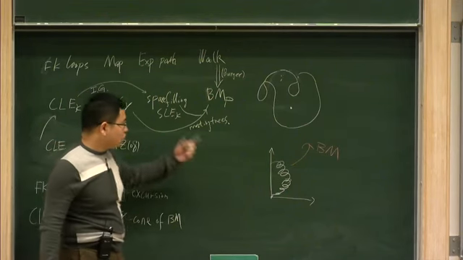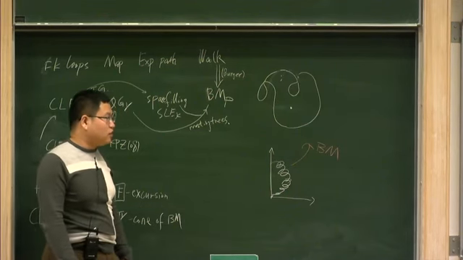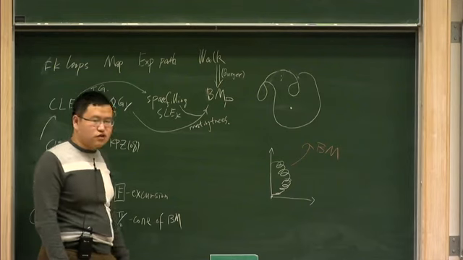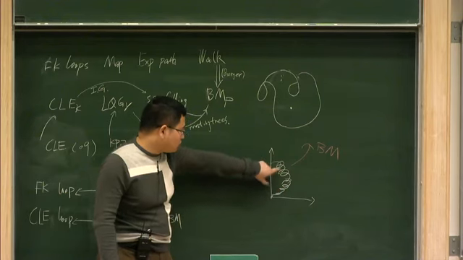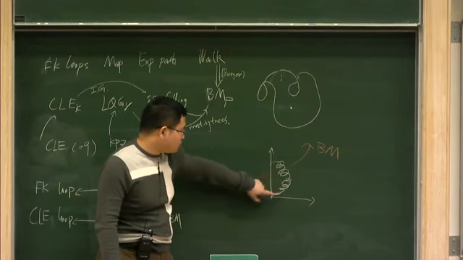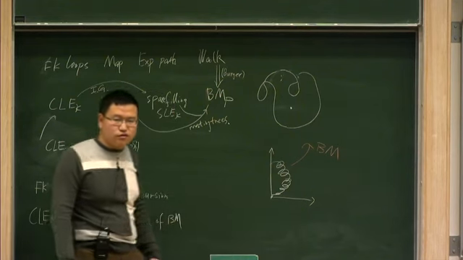So if you have an independent Brownian motion, I think the probability that you get such a figure is 0.